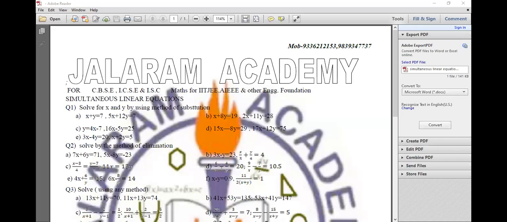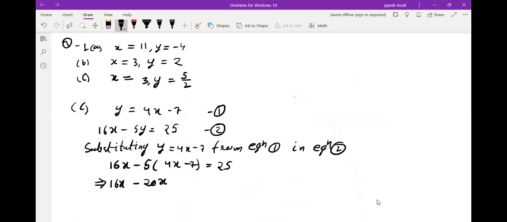It implies 16x. Sir, your board is not visible. The sheet is visible. Board is not visible. No, sir, the sheet which you were showing is visible. So look at this, y equals 4x minus 7, equation 1, and 16x minus 5y equals 25, equation number 2. Is the board visible now?